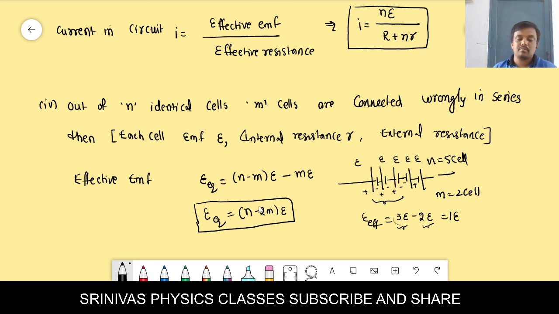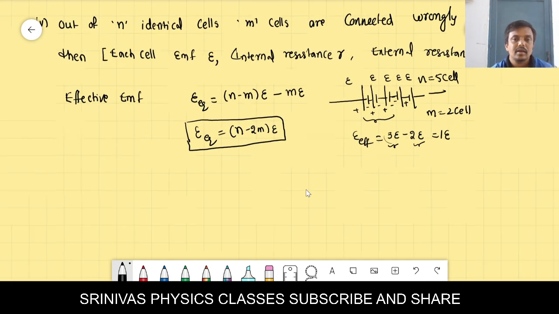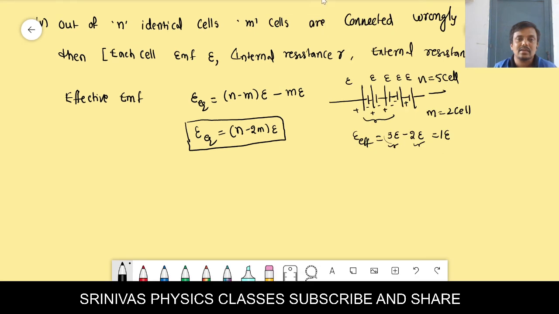of n cells if m cells are wrongly connected. That is the formula. If you use this formula, whether you get the right answer or not, we will check. You substitute in our question. In total, how many cells are there? 5 cells, so n is 5, minus 2 times the wrongly connected 2 cells, into E. Then 5 minus 4, we get 1 E. Is it correct?